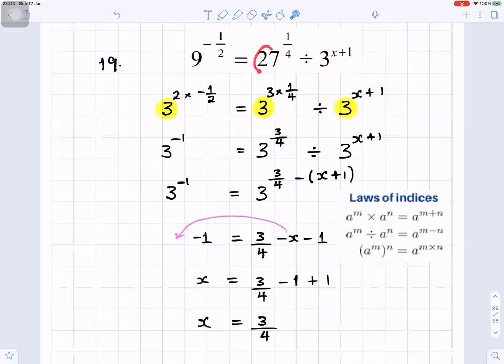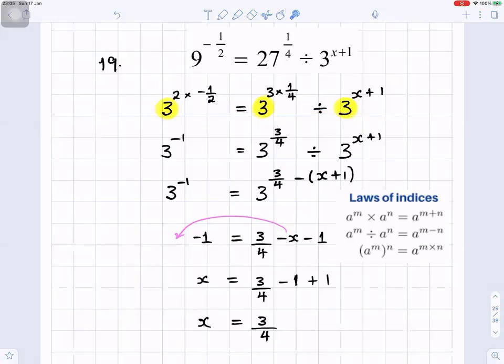So we change 27 to something that has 3. 27 is 3 to the 3, because 3 to the 3 means 3 times 3 times 3, which is 27. 9 is the same as 3 squared, 3 times 3 is 9. So we will replace 9 with 3 squared, replace 27 with 3 cubed, and we leave the 3 the same. That's the first thing we do. So now we notice that the base is all 3, 3, 3.